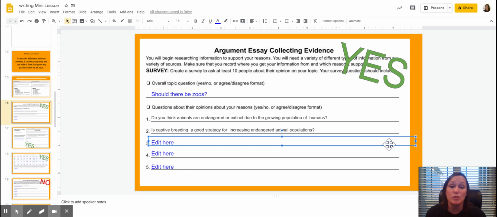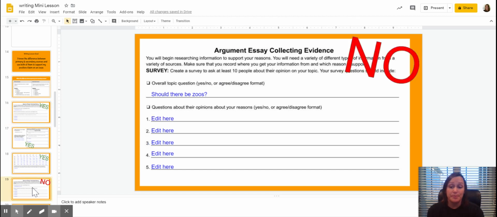the response that someone could give me if I were to ask you, is captive breeding a good strategy for increasing endangered animal populations? Your response would be yes, or it would be no. You only have two choices that you could give. So I'm going to continue using the rest of the reasons that you have selected. Remember, you should have 3 to 5 different reasons, so you have to continue this work on your slide today for creating those survey questions.